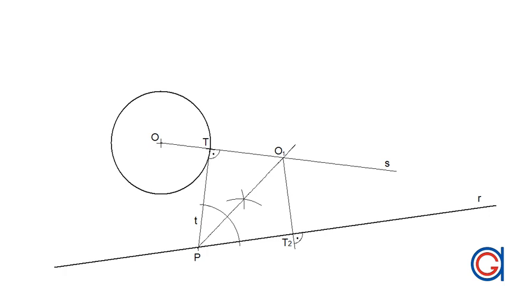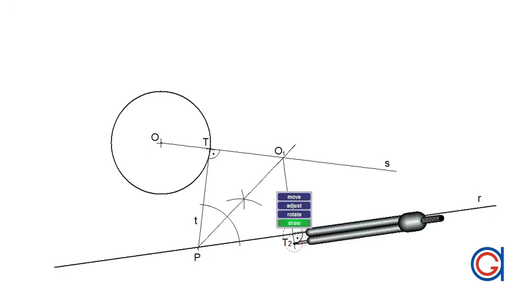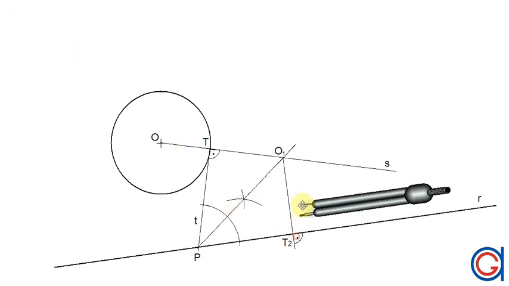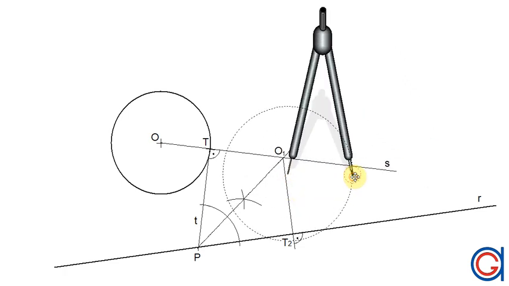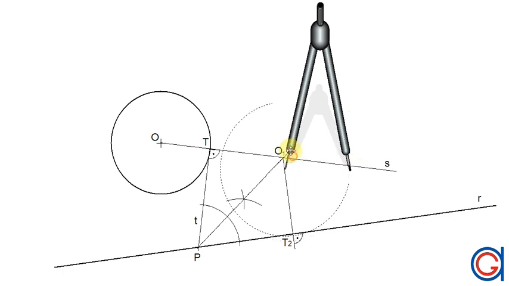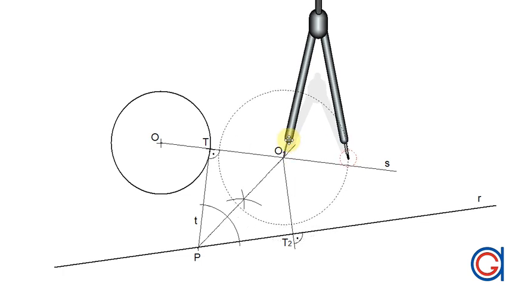So finally, setting our compass to the origin O1 and with a thicker line, we're going to draw our tangent circle which passes through tangent point T and T1 as shown here.